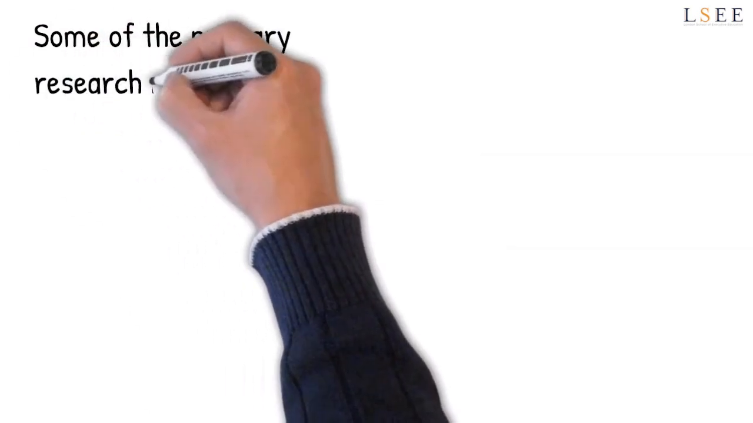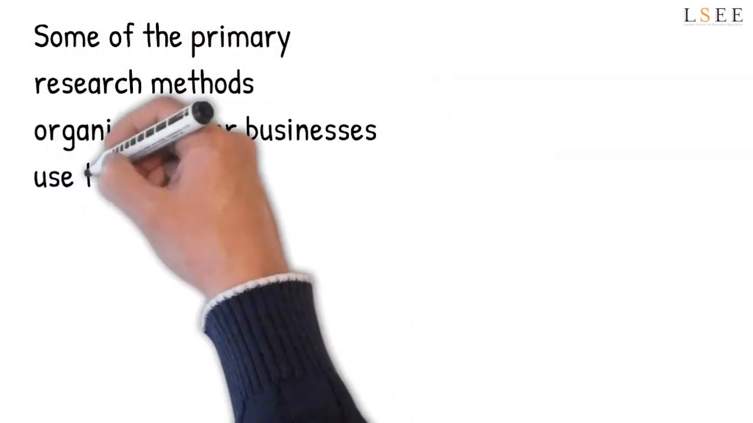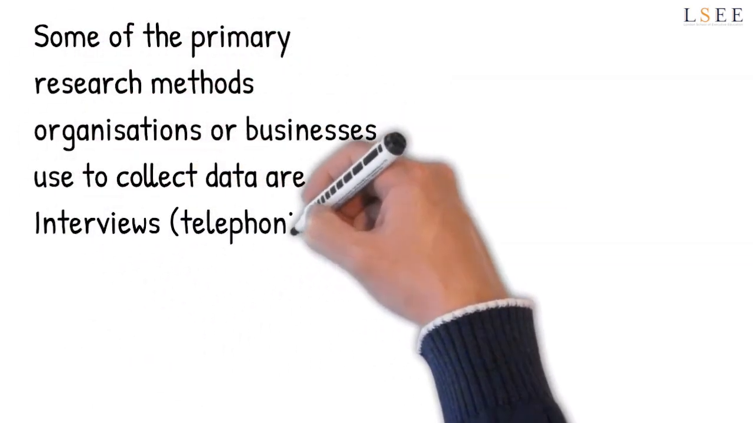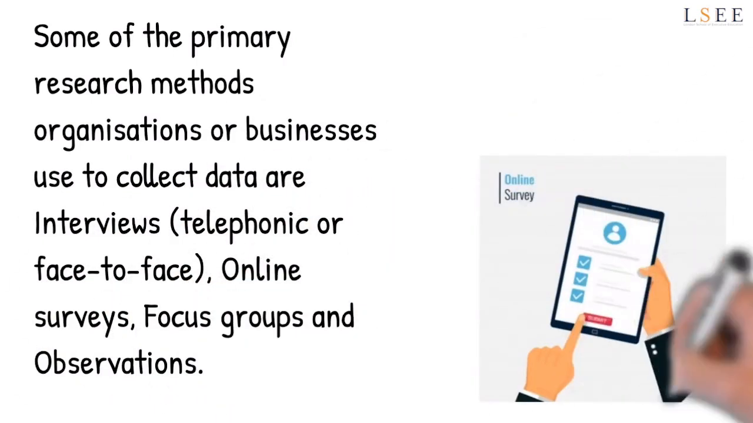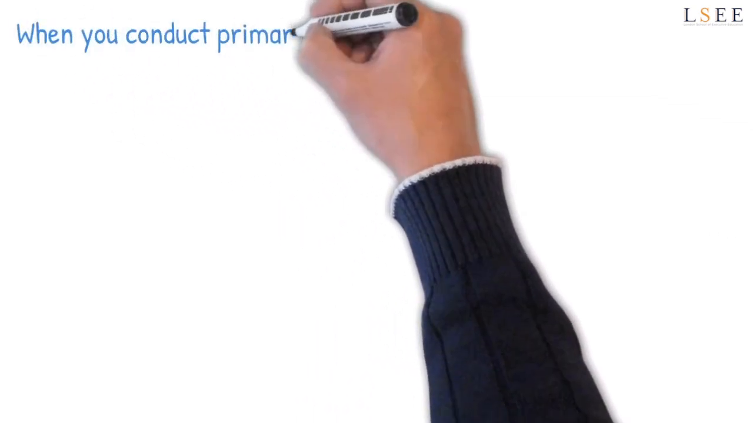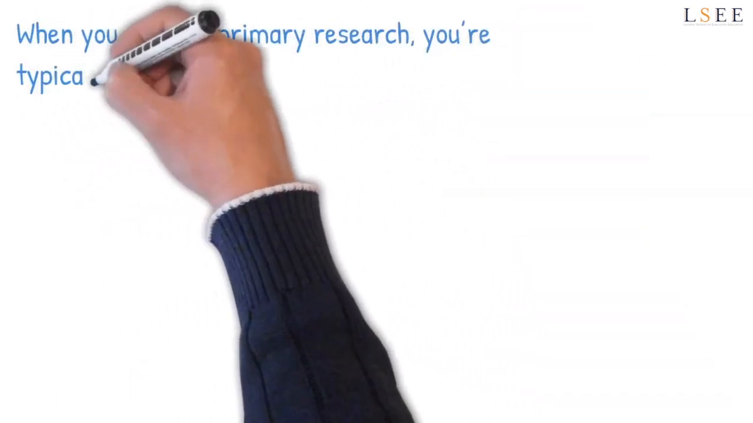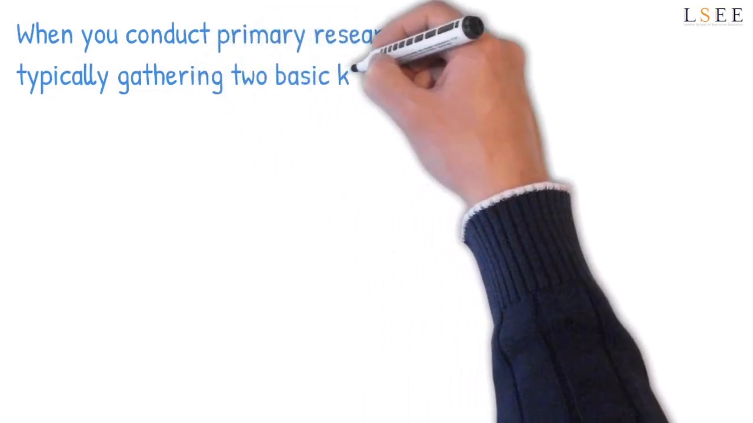Some of the primary research methods organizations or businesses use to collect data are interviews, telephonic or face-to-face, online surveys, focus groups and observations. When you conduct primary research, you're typically gathering two basic kinds of information.